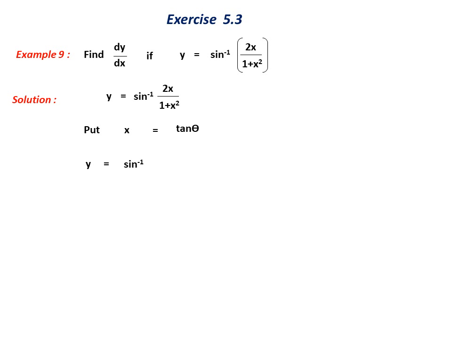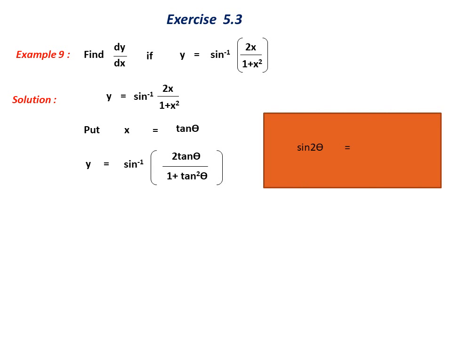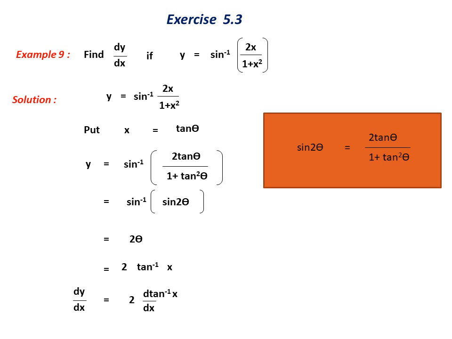Then y will be equal to sine inverse of 2 tan theta by 1 plus tan square theta. Now if you remember, last year you studied this one: sine 2 theta is 2 tan theta by 1 plus tan square theta. Therefore you can write this as sine inverse of sine 2 theta, so this will be equal to 2 theta. But now what is theta? Theta is tan inverse x. As before, dy by dx will be equal to 2 into d by dx of tan inverse x. So the answer is once again 2 by 1 plus x square. This is the ninth question.